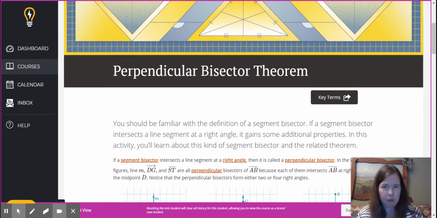So things that you need to know about the perpendicular bisector: one, perpendicular means crossing at a right angle, and bisector means splits whatever is down at the bottom in half. So this half is equal to that half. So the perpendicular bisector means that it splits something in half and is at a right angle to it.